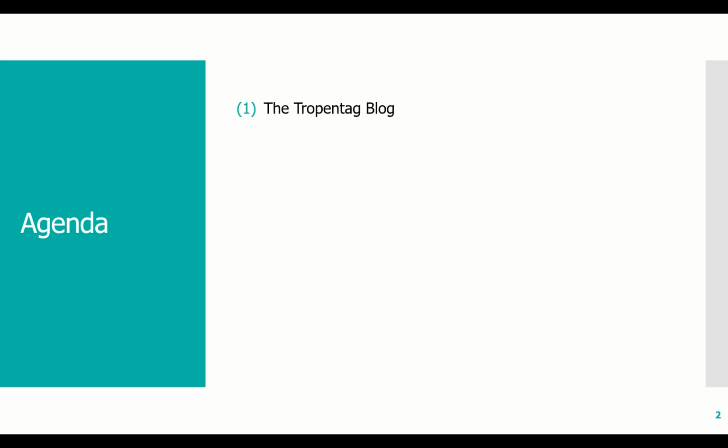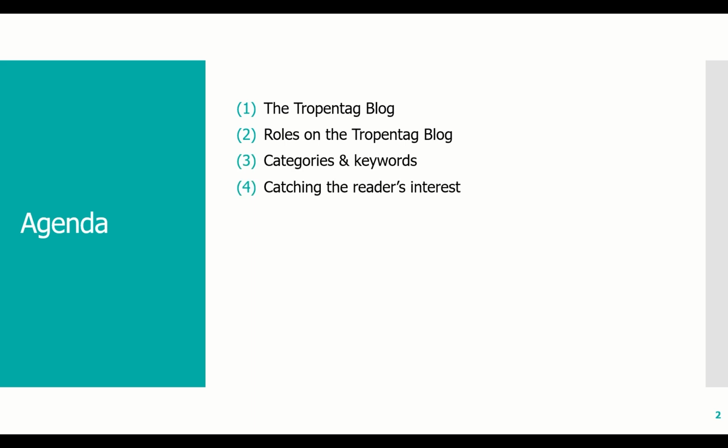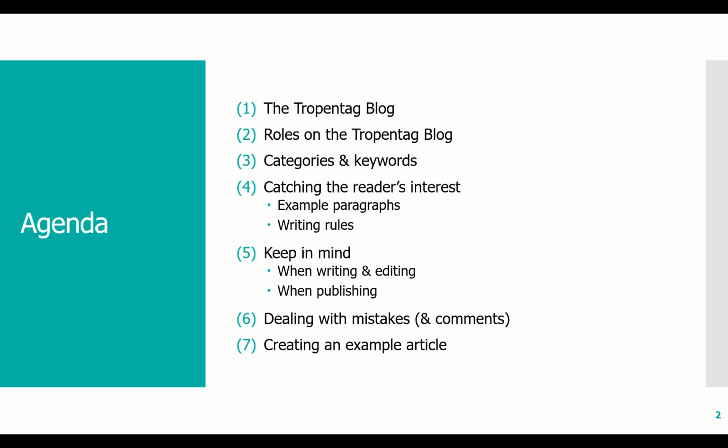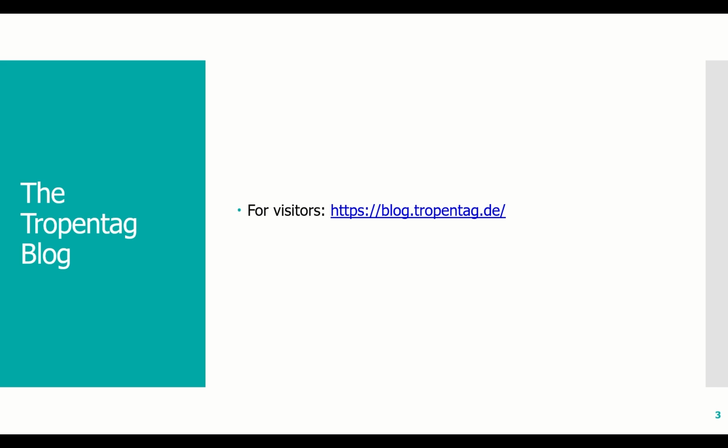Today we are going to have a look at the Tropentag blog, roles on the Tropentag blog, categories and keywords, catching the reader's interest with a few example paragraphs, writing rules, what to keep in mind when writing and editing, when publishing, dealing with mistakes and comments, and creating an example article at the end. The Tropentag blog, for visitors, this is the URL, and for logging in, this is the corresponding URL.